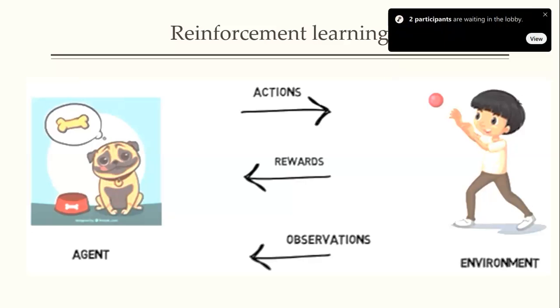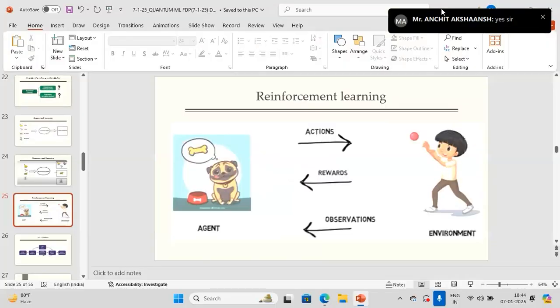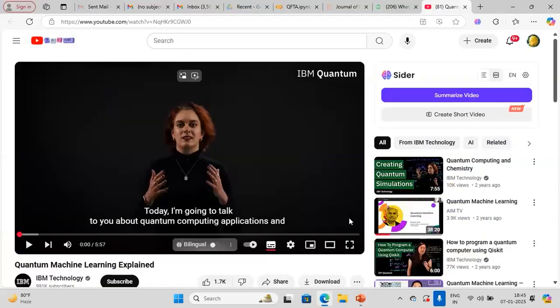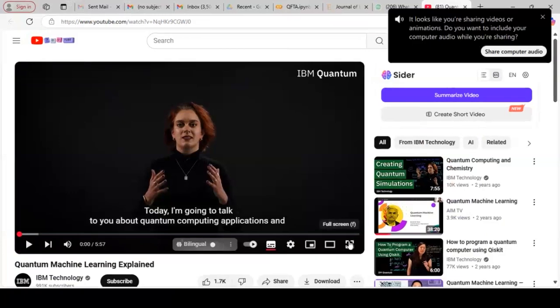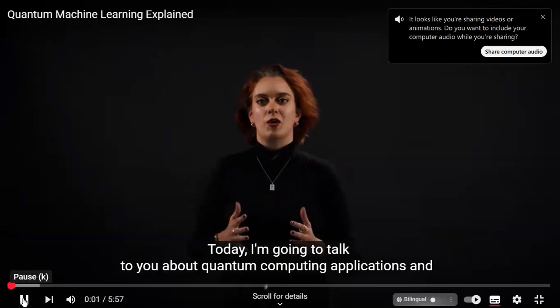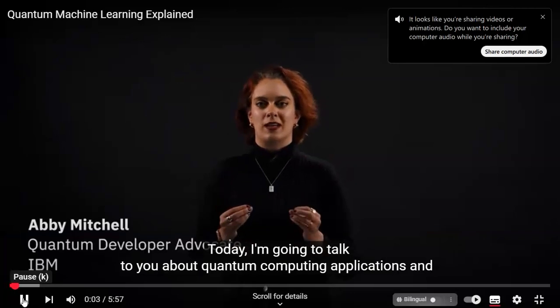Okay. Now we learned about quantum and also machine learning. Now we will go for quantum machine learning. Are you hearing?